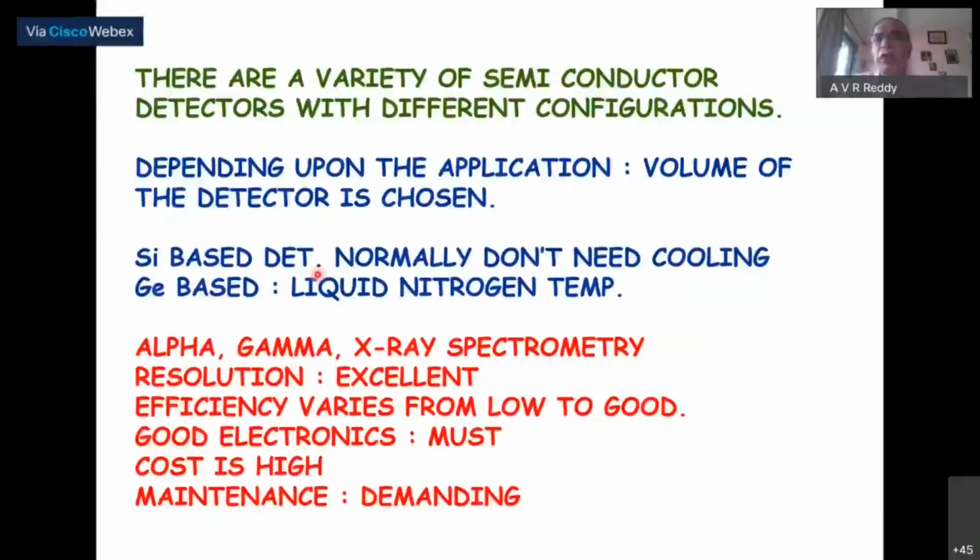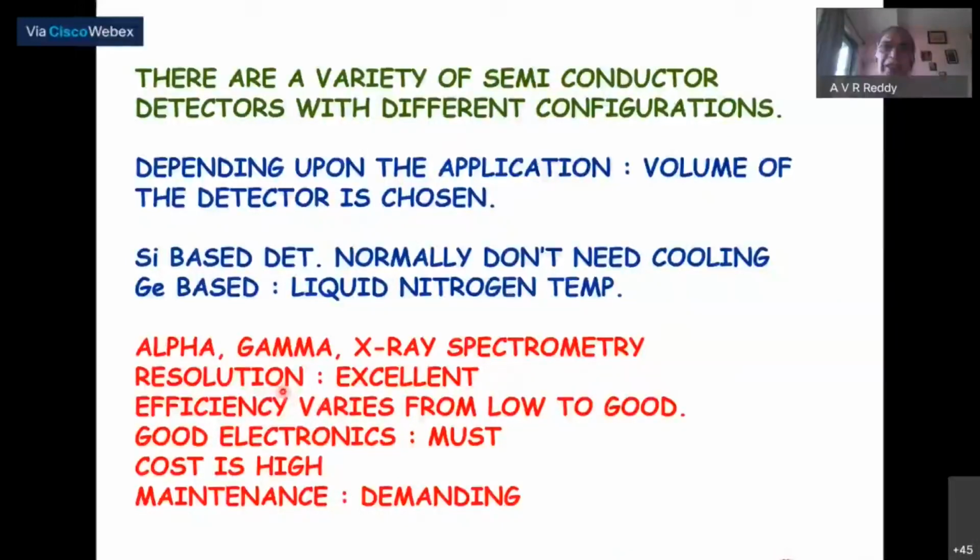Silicon-based detectors normally do not need cooling. Germanium-based detectors need liquid nitrogen temperature because the band gap is 0.69. So even normal light or a small variation in the ambient temperature can give enough background which is not correlated to your sample. So applications are alpha, gamma, and X-ray spectrometry.